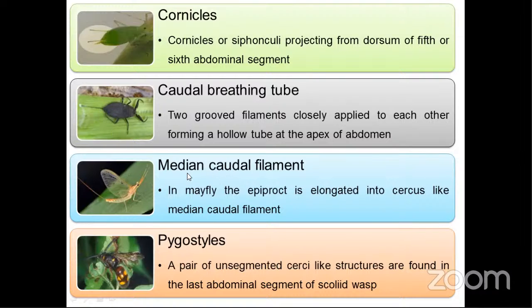So next, median caudal filament. In the case of mayflies, whether you call them dayflies or mayflies, it is the same. Subimago is also there. In the median caudal filament, the epiproct is elongated. You can see the median caudal filament here. Like that, pygostyles in the case of scolytid webs. You can remember like that: pygostyles, scolytid webs.